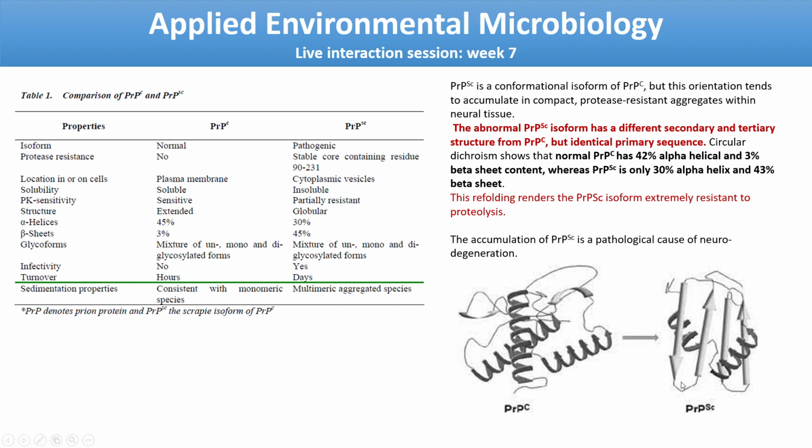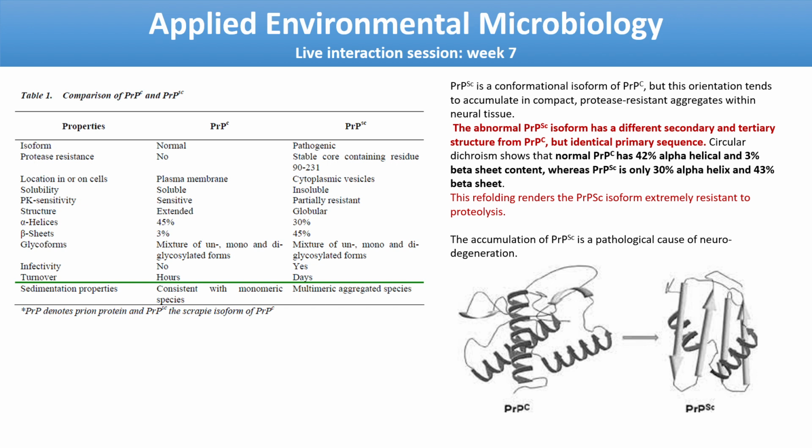So if you look at PrPC, you will see that it has got 45% alpha helices, whereas 33% beta sheet, that is, more alpha helices are present in PrPC. But if you see PrPSc, it has got 30% alpha helices, that is, alpha helices substantially decrease, but beta sheet percentage increases in PrPSc, as you can see in the figure.